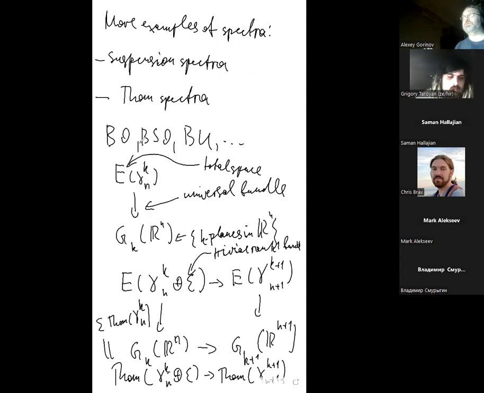one other point is that if you take BU, well, BO is not very interesting. It's basically cohomology mod 2, lots of copies of cohomology mod 2. BSO is incomprehensible, but BU is somewhat comprehensible, and it sees some things which the standard homology doesn't see, and that's the point of having it.